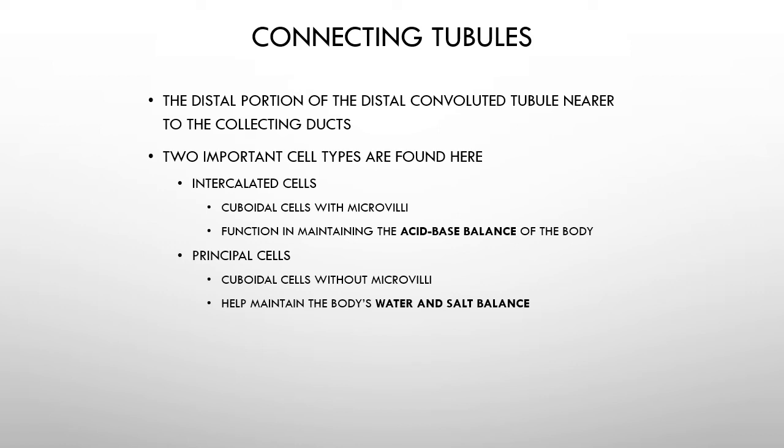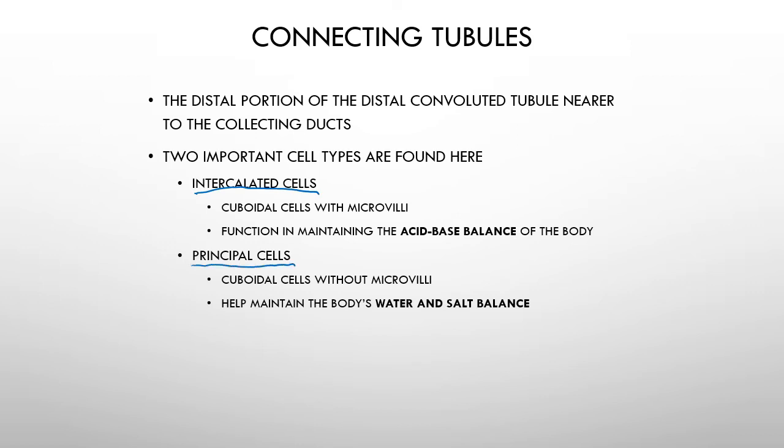So in order to do different types of reabsorption and secretion, we need to have different types of cells available for that process as well. In that last portion of the distal convoluted tubule, where we're moving into the collecting ducts, we have what are called connecting tubules as well. And in there, we have two different types of cells. We have our intercalated cells, and then we have principal cells.